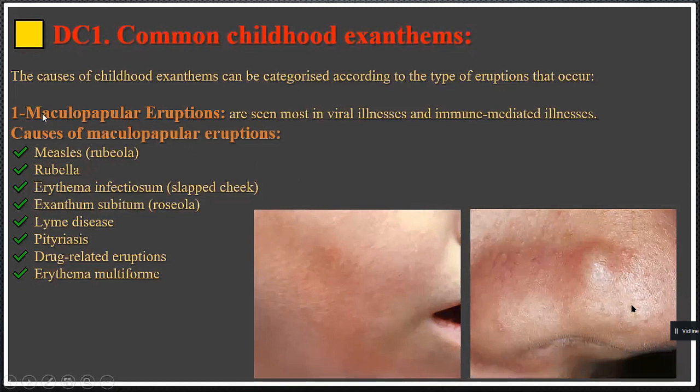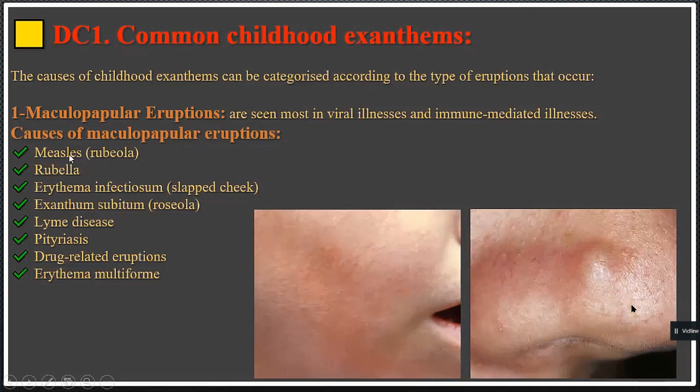So macule means a change in the color of the skin, but no elevation, no depression. And in other areas in the same patient, there is papule. So you can find the macule and the papule. That's why it's called maculopapular eruptions. It is most commonly seen in viral illness and immune-mediated illness.